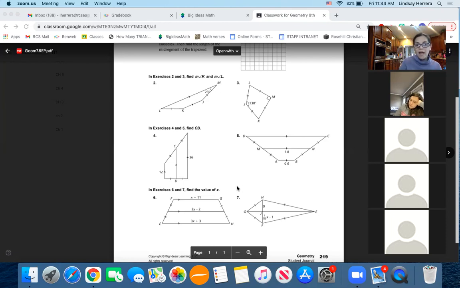All right, let's look at number 6. In 6 and 7, find the value of x. Okay, so we need to set this up algebraically. So we know that 3x minus 2 equals x plus 11 plus 3x plus 3 all divided by 2.